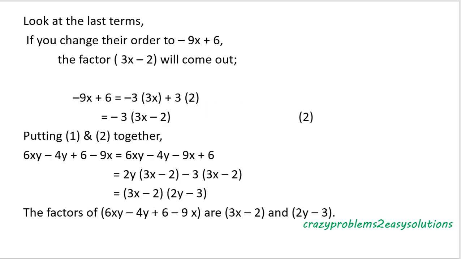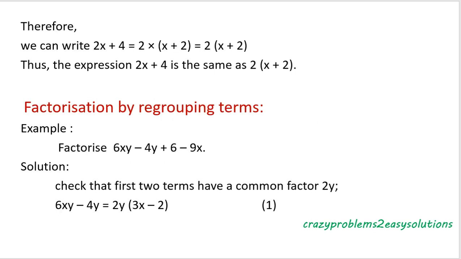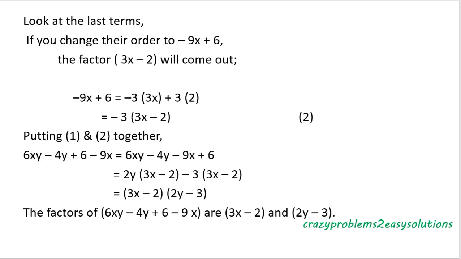Then look at the last two terms. In 6 minus 9x, we can change the order, but we should keep the sign also. If it is minus, we should mention the minus only. So minus 9x plus 6, and the factor 3x minus 2 will come out.